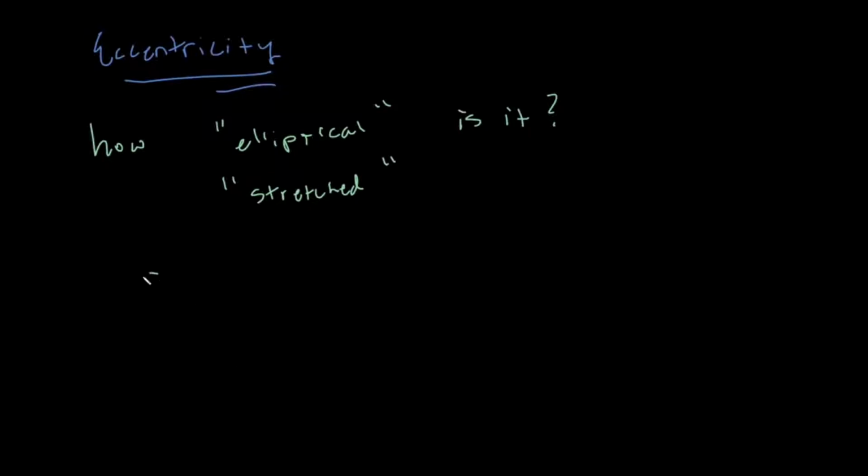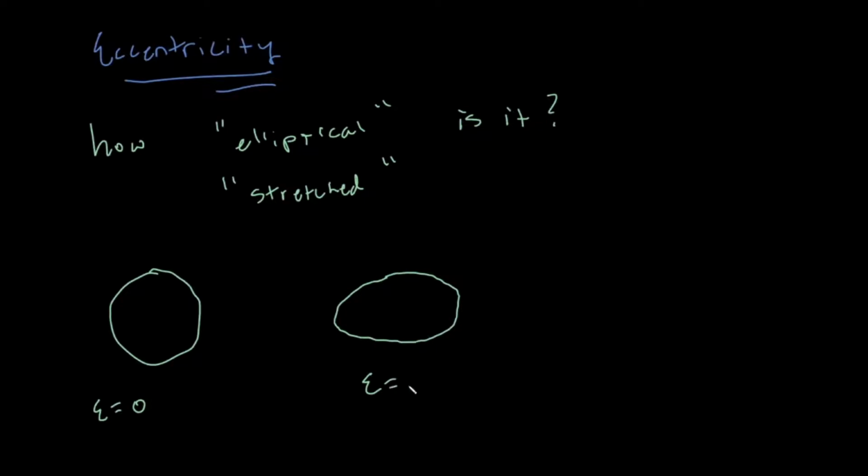So a circle is an ellipse with eccentricity equals 0. It's literally a circle. It hasn't been stretched. It's an ellipse, but it's a circle, right? As it becomes more elliptical, it will stretch out more and more. So if E equals 0.9, and then when E equals 1, we'll talk about that eventually, but not today. Do you have any questions about eccentricity?